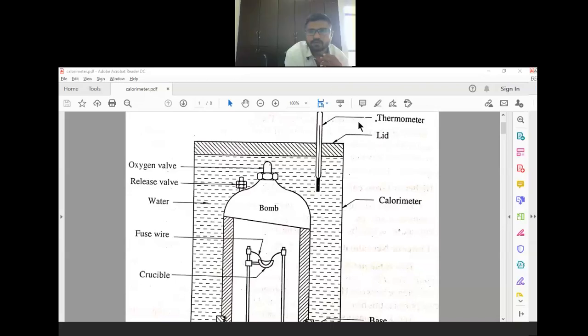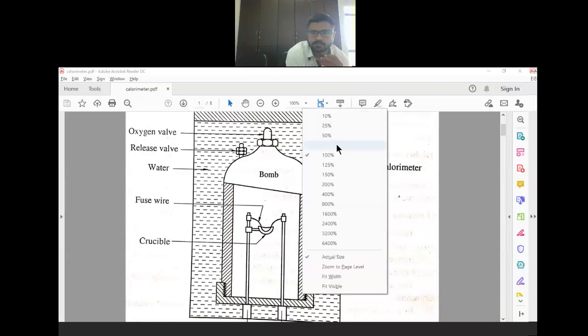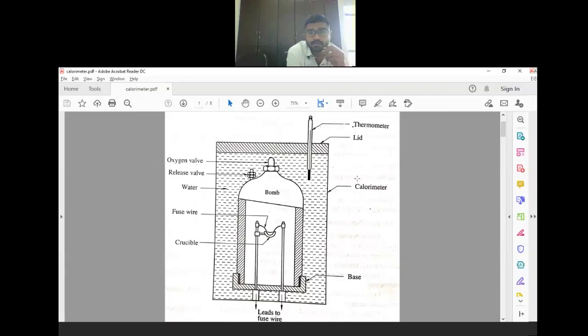Hello students. So today we are starting our new chapter, and that is combustion. In combustion, first of all we should start with some of the easy topics. That's why we are starting with this calorimeter topic. Calorimeters are used to measure calorific value. Before that we should know what calorific value is.